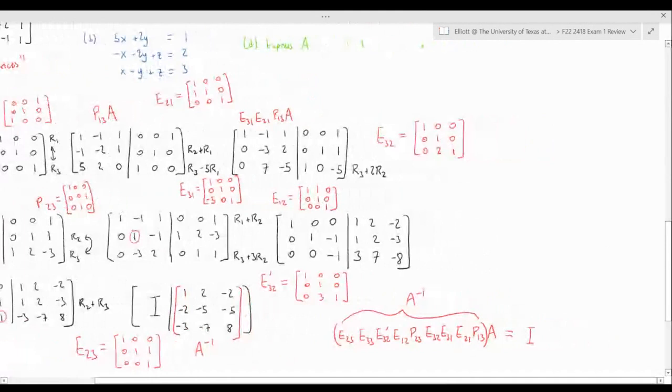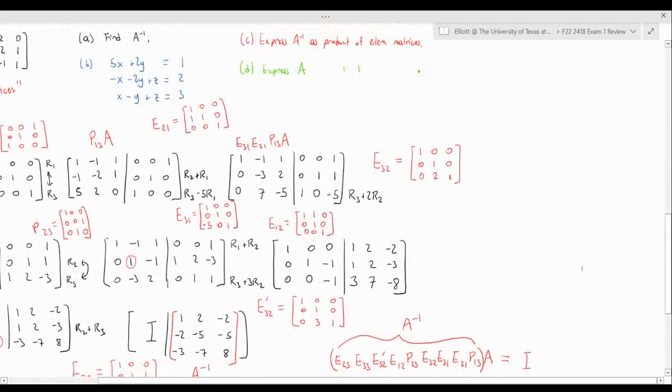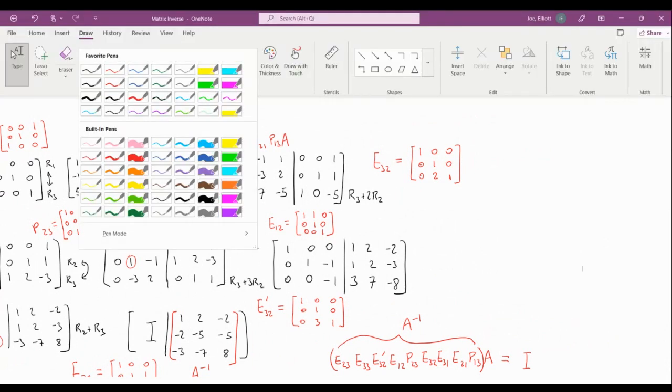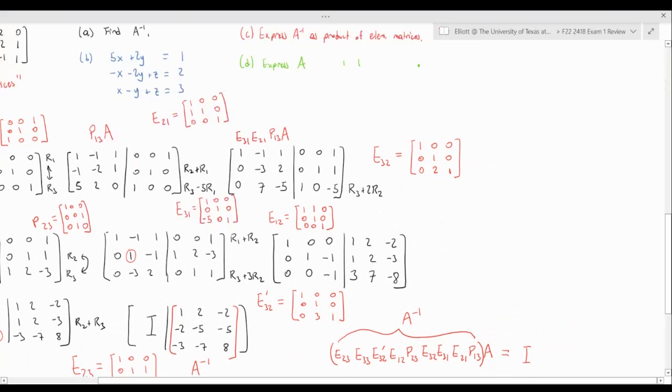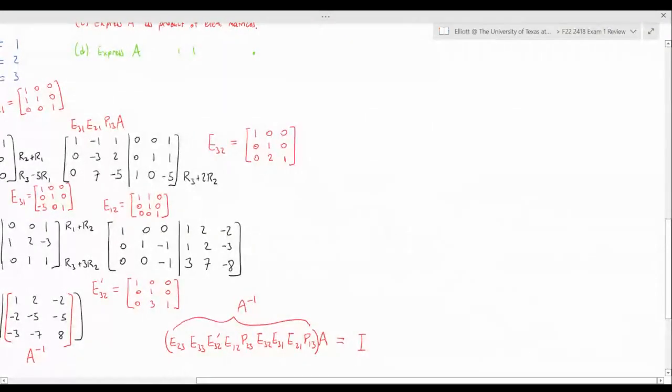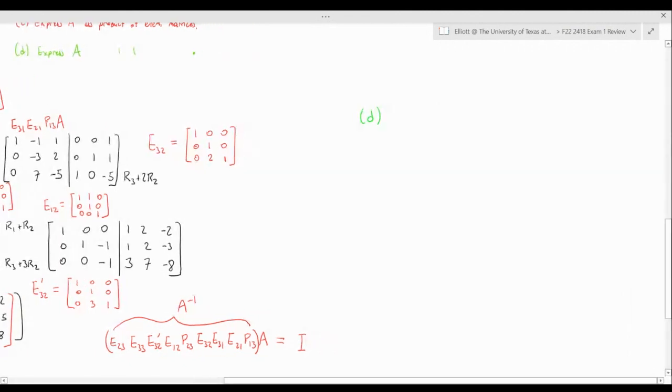Okay. Now, there's another part to here, though, which was to express not A inverse as a product of elementary matrices, but to express A as a product of elementary matrices. So let's talk about how we would do that, okay? I'm going to do that off to the side here. So we have this factorization of A inverse as a product of elementary matrices.